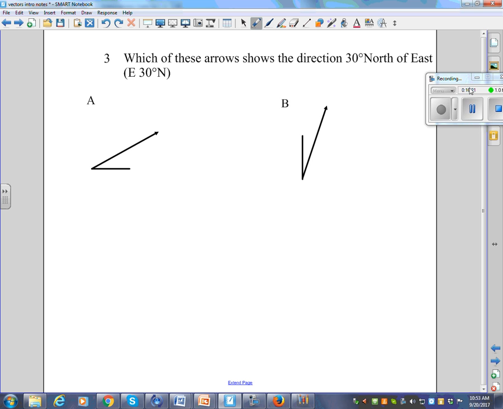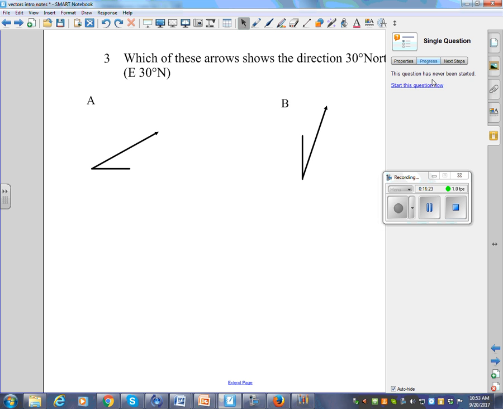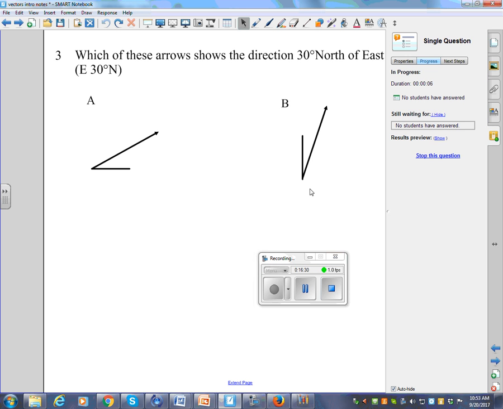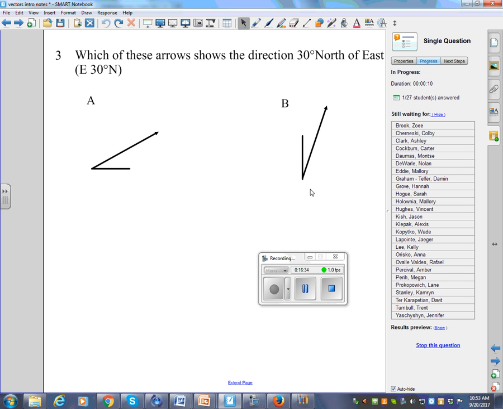Okay, get the clickers out. Hopefully you've been paying close attention. And now the question is, which of these arrows shows the direction 30 degrees north of east? North of east.